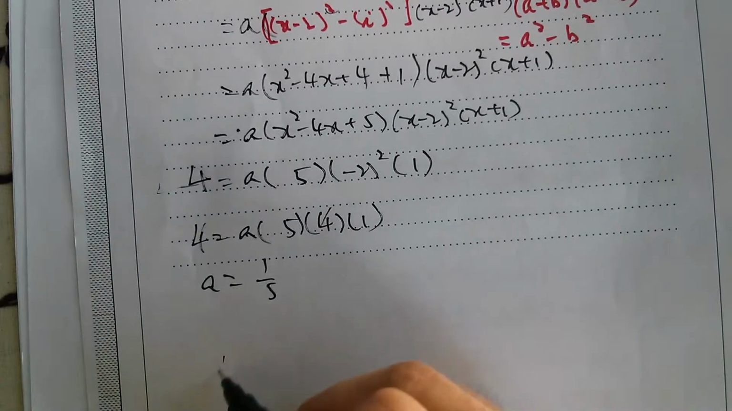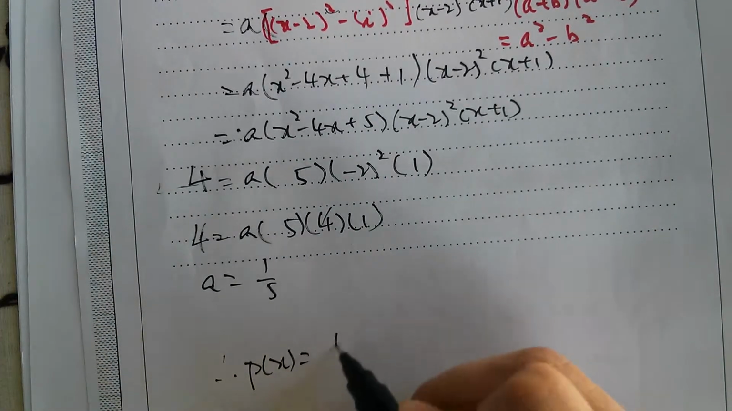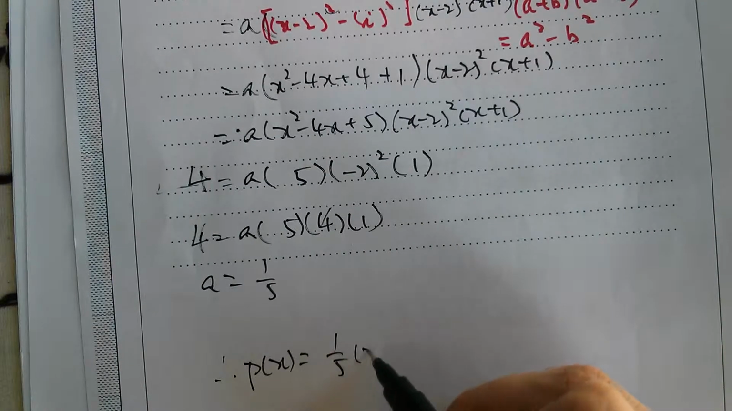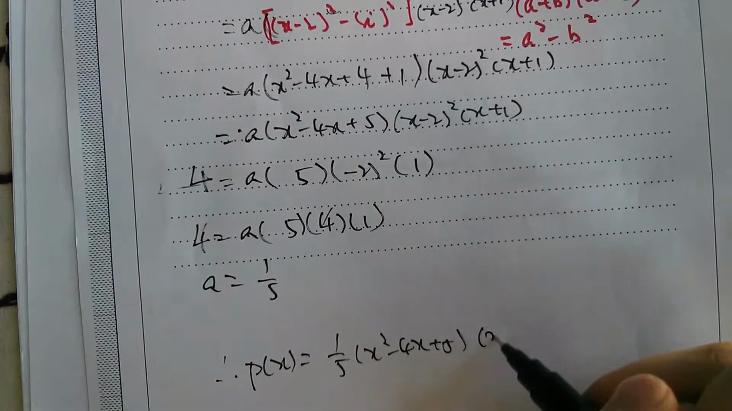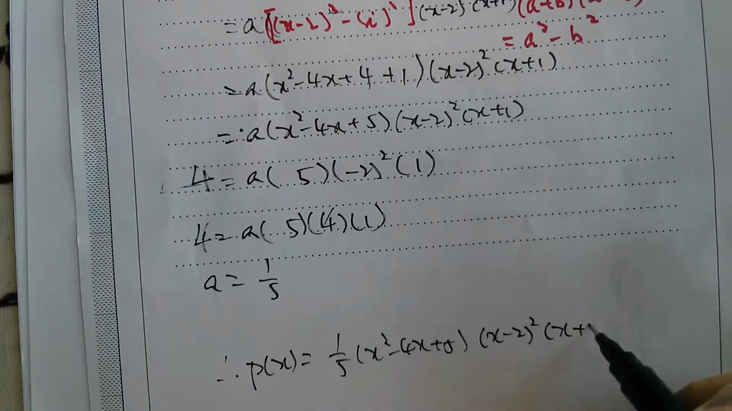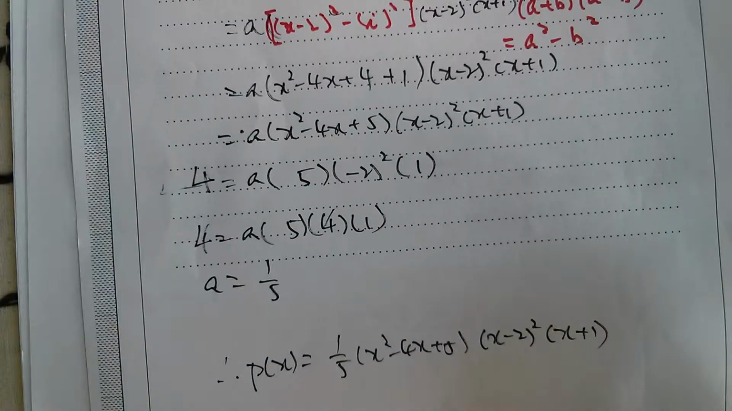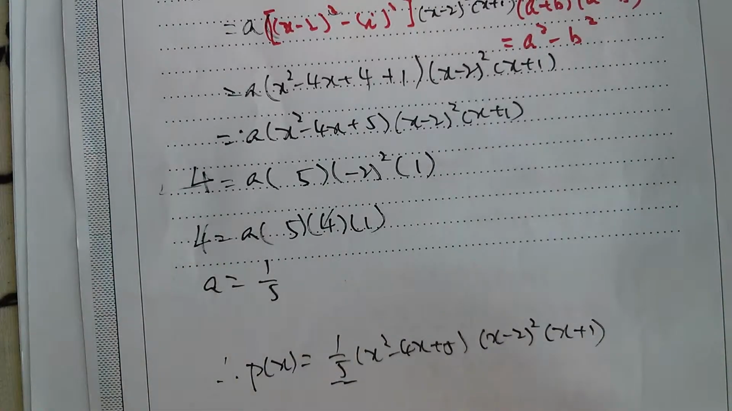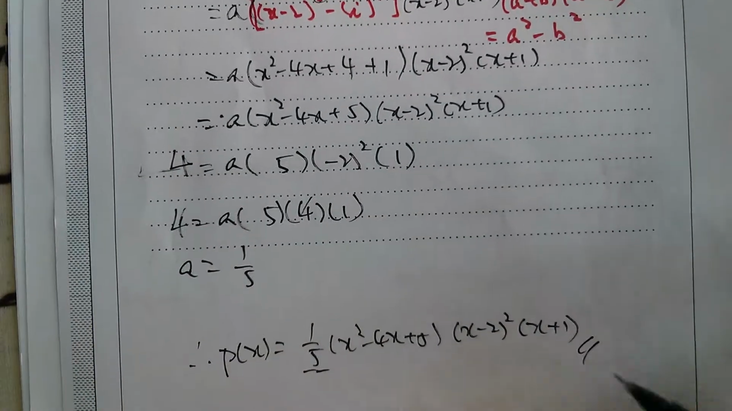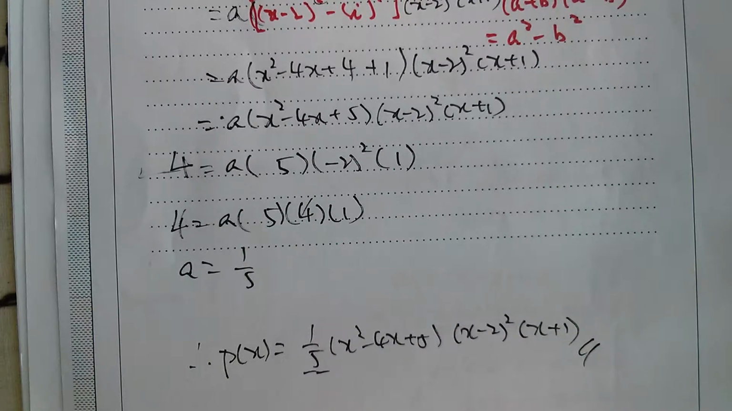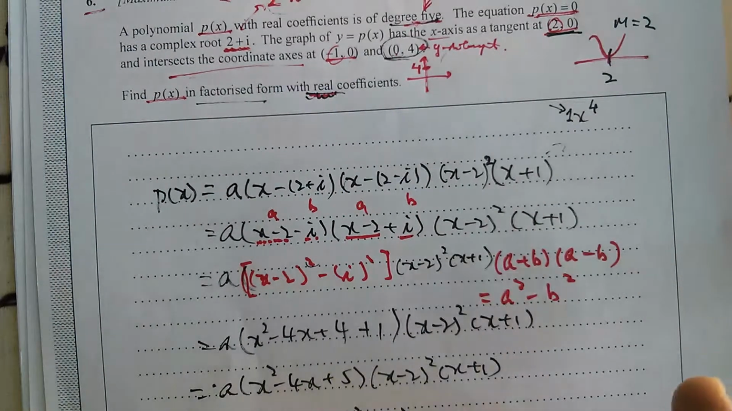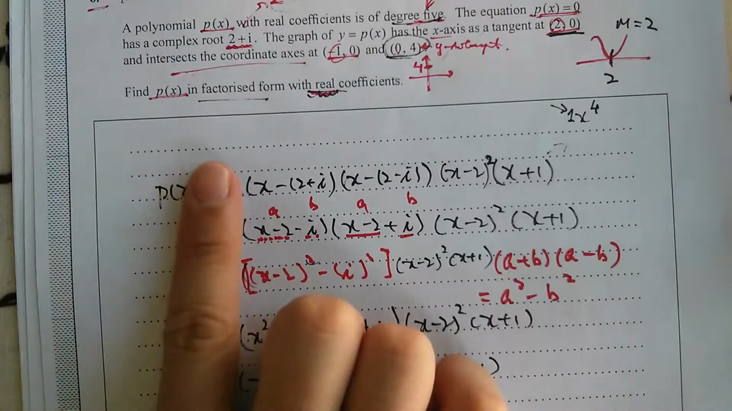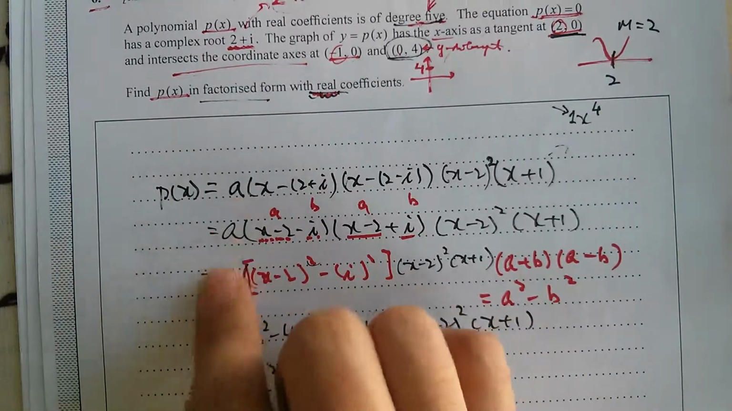I believe you can do this on your own if you understand what's going on. So we have got p(x) is 1/5, (x squared minus 4x plus 5), which is copied from here, (x minus 2) whole square, (x plus 1). Factorized form, real coefficients. I also considered the leading coefficient. That's 7 marks, okay? So if you understand the concept of multiplicity, you would never hesitate to put a square here, and then everything just goes through. At worst, you just miss the a part, the leading coefficient.